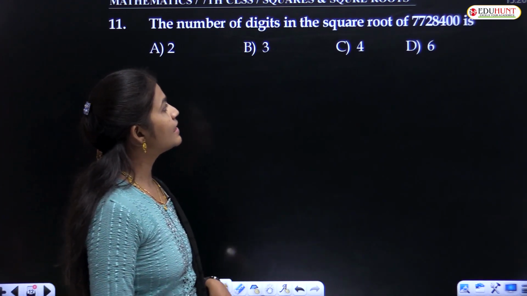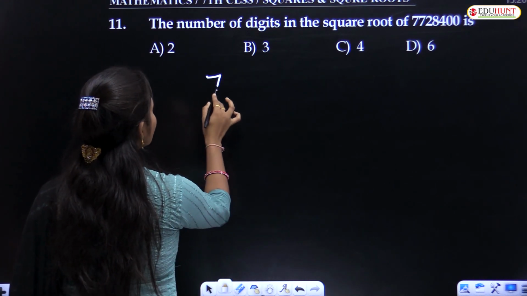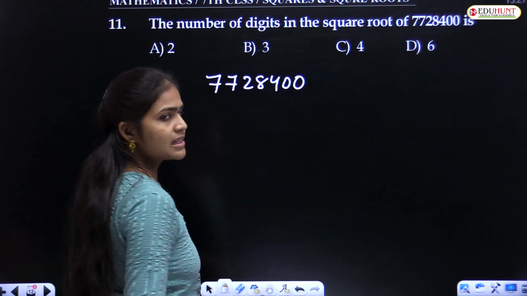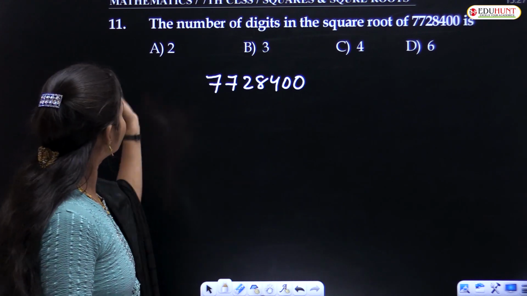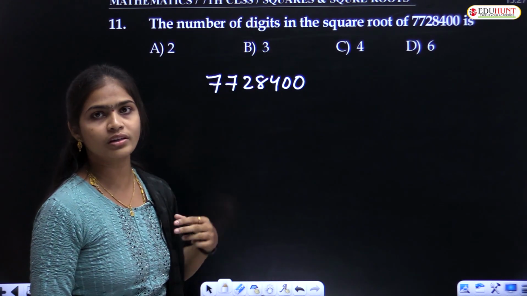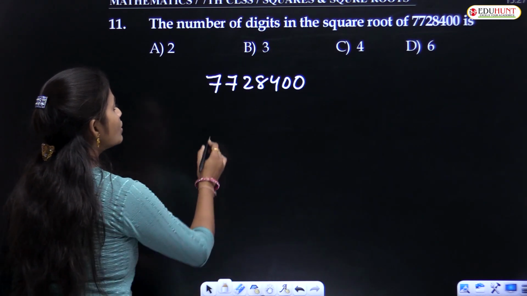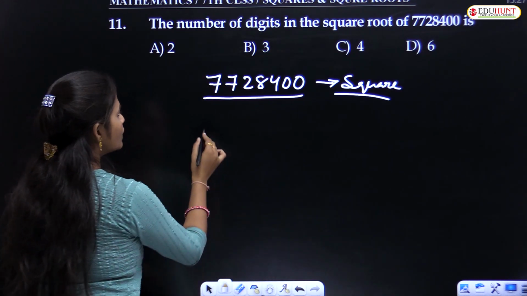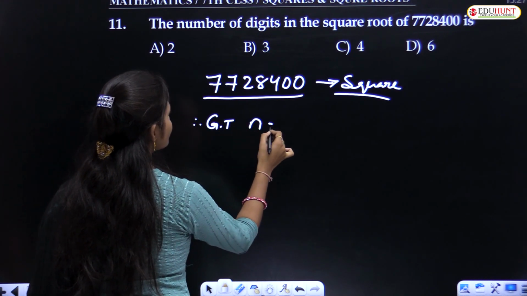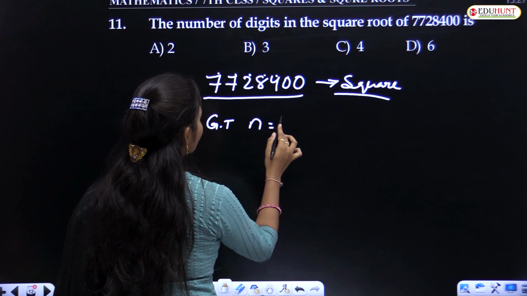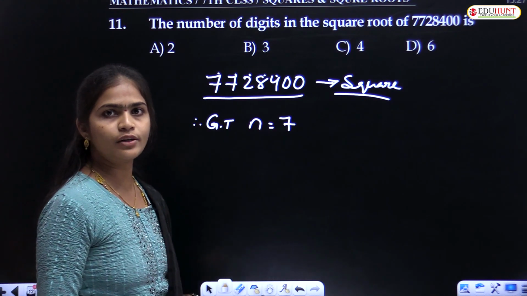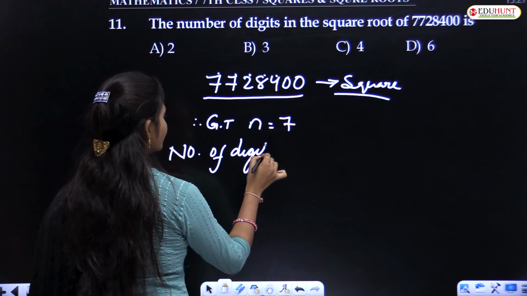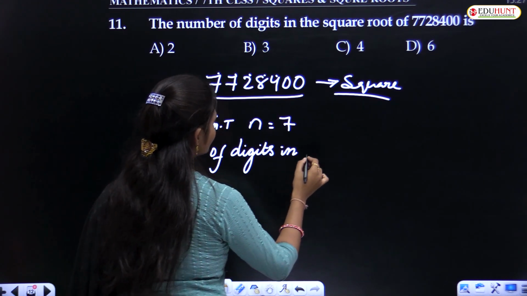Let us see the next one. The number of digits in the square root of the given number, which is 28400. Actually this is the given number, no? So they are asking the number of digits in the square root. So this is a square only, no? Square root they are asking. So the given number is a square. So which means given that n is equal to how many digits? 1, 2, 3, 4, 5, 6, 7. So n is equal to 7. N is odd only, no? So number of digits in square root.